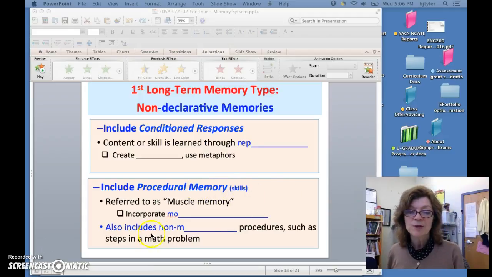Now, procedural memory also includes non-motor procedures, such as remembering the steps in a math problem. And this is what children rely on. Once they have memorized a procedure for solving math, this is what they rely on, procedural memory.